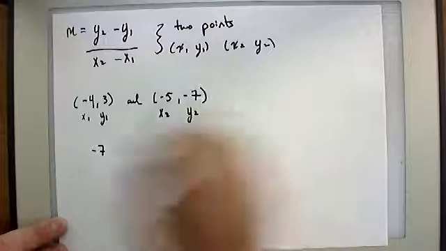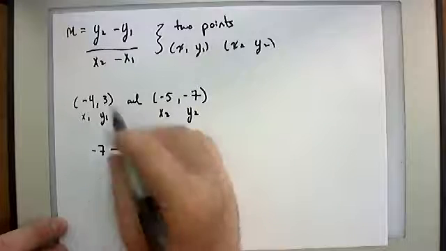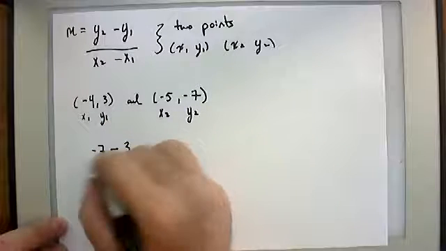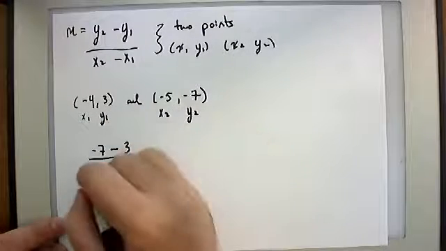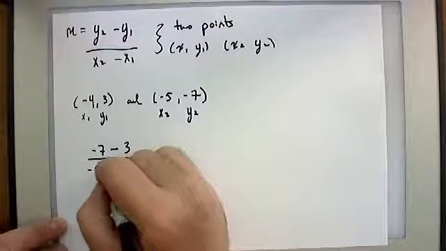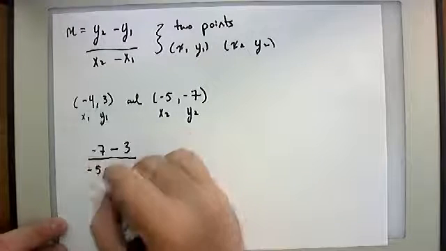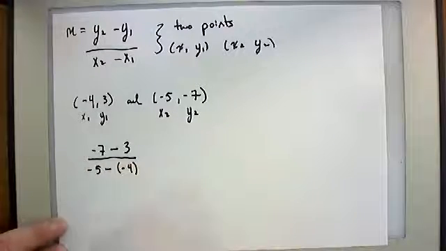So that's y2, -7, minus, and y1 is 3. Be careful with your signs here. x2, which is -5. It is always minus, and x1 is -4. So this is indeed minus a negative. Make sure you pick up on that. It's probably the easiest and biggest mistake people make.